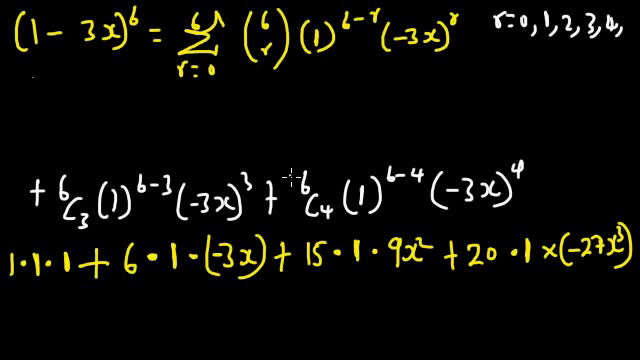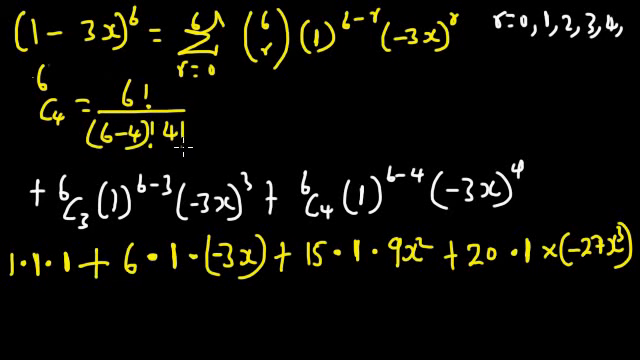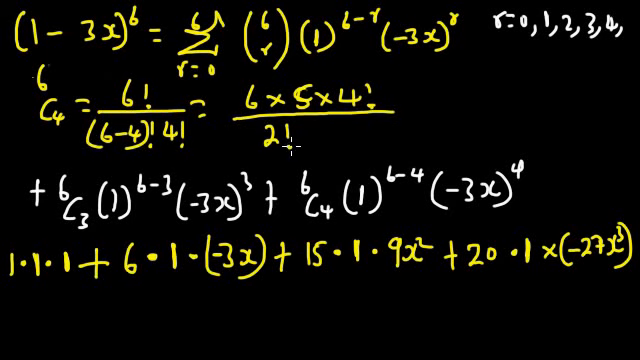So now for the last term, which is 6 combined with 4. 6 combined with 4 gives us 6 factorial divided by 6 minus 4 factorial multiplied by 4 factorial. That gives us 6 times 5 times 4 factorial divided by 6 minus 4, which gives us 2 factorial, and we have 4 factorial. So these cancel out. 2 factorial in 6 gives us 3.